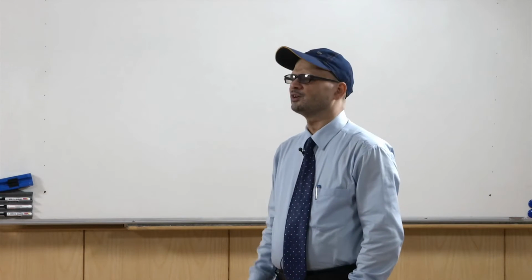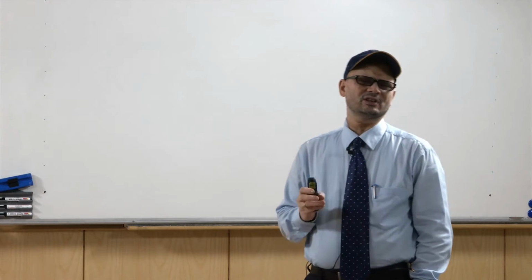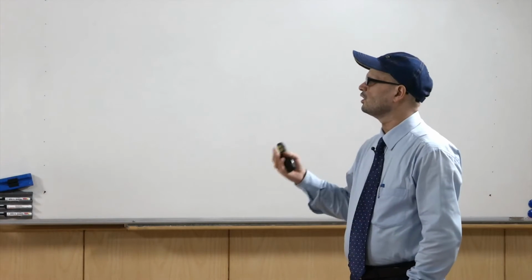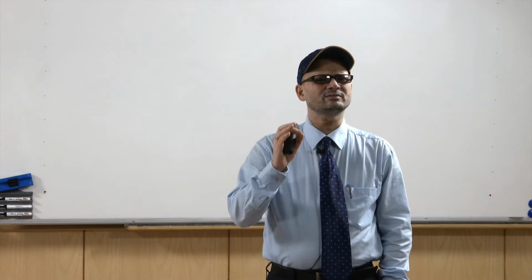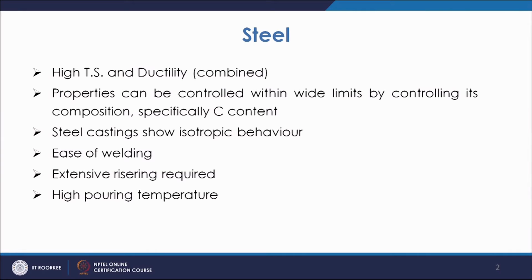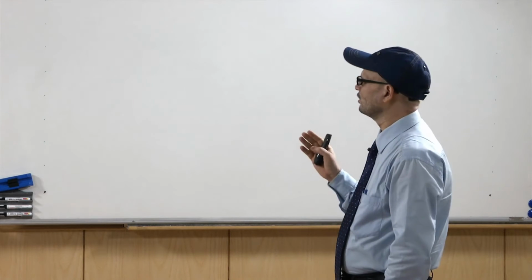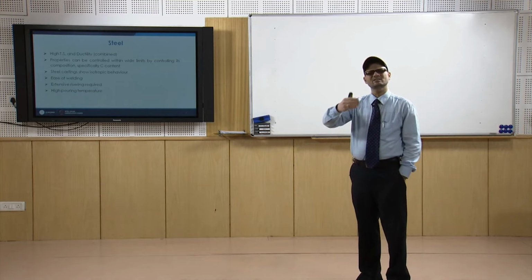If it is less than 0.2%, it is low carbon steel. If it is 0.2 to 0.5, it is medium carbon steel, and if it is more than 0.5, then it is known as high carbon steel. Then we also add alloying elements, and based on the content of the alloying elements, they are further categorized as low alloy steels or high alloy steels. Again, that is on the basis of alloying elements. If it is not more than 8%, it is low alloy steel, otherwise it is high alloy steel. Again, in high alloy steels you have a variety of steels.